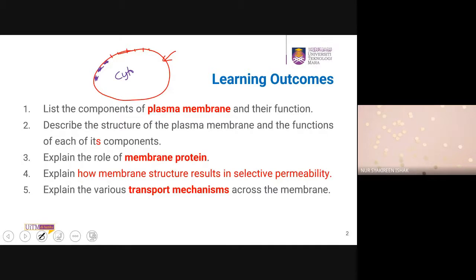And then number 4, explain how membrane structure results in selective permeability. That is another role of the plasma membrane. The plasma membrane controls which substances enter and exit the cell.